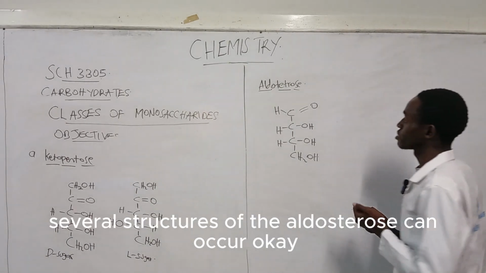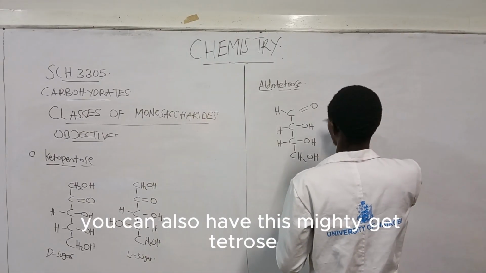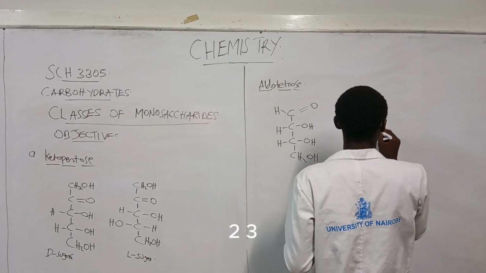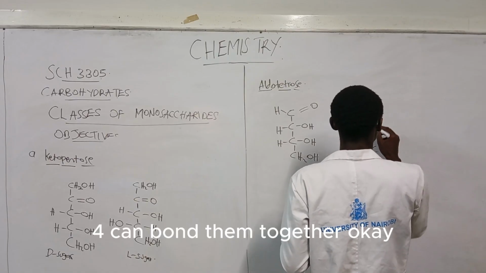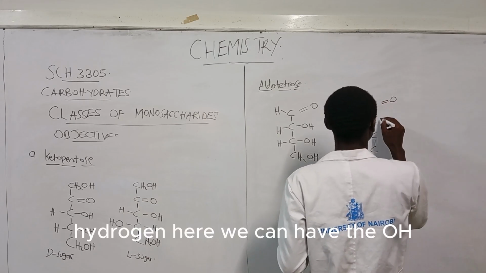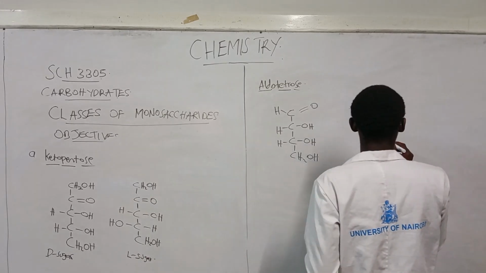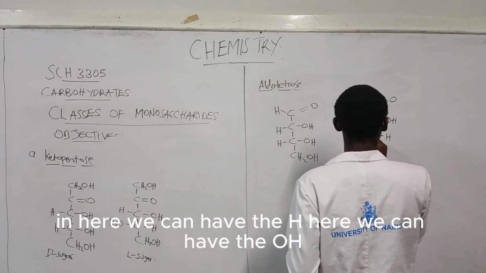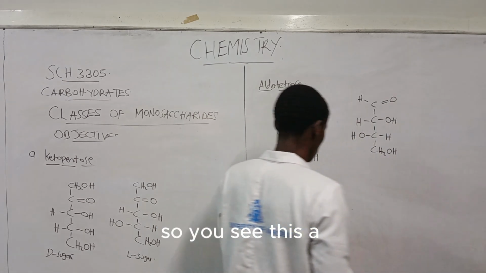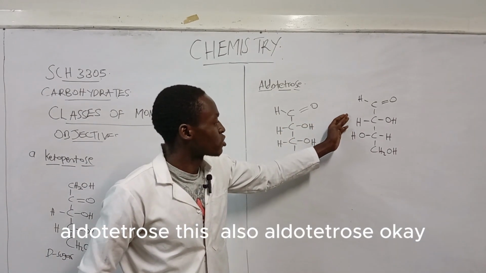So you should get that several structures of the aldotetrose can occur. Apart from this, you can also have this tetrose, that is 4 carbon atoms: 1, 2, 3, 4. You can bond them together. Here we can have the O and H, here we can have OH, here we can have the H, and here the H, here the OH, and here we have CH2OH. So you see, these are aldotetroses. This is also an aldotetrose.